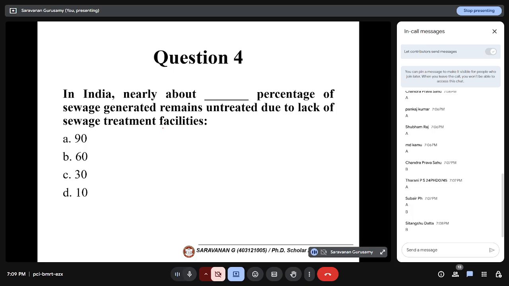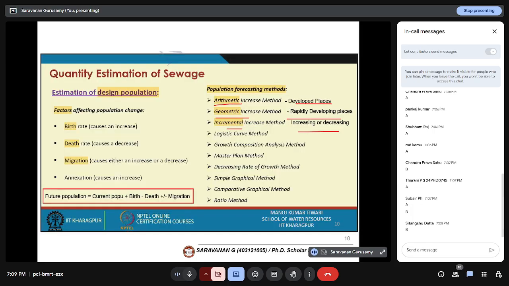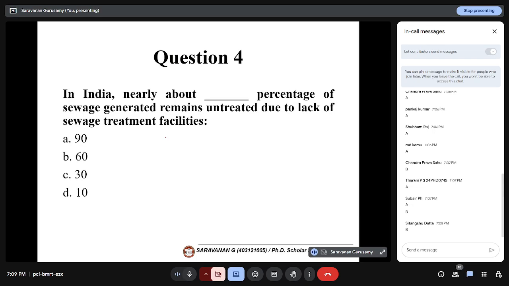So fourth question. Hope you are clear with the last question, right? So I will move on to the fourth question. In India, nearly what percentage of sewage generated remains untreated due to lack of sewage treatment facility? This is what we have discussed in the last slide, right? 90%, 60%, 30%, 10%: which is not treated in India? No, which is not treated.